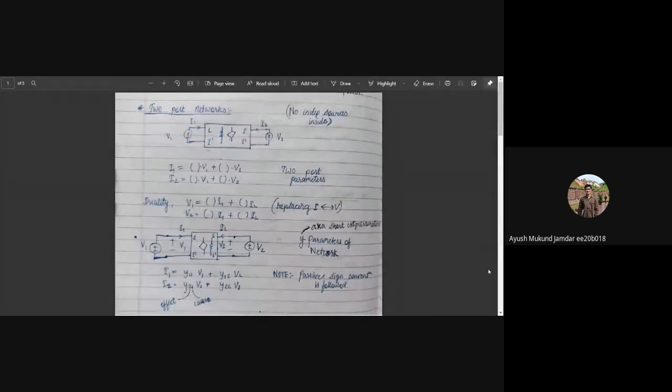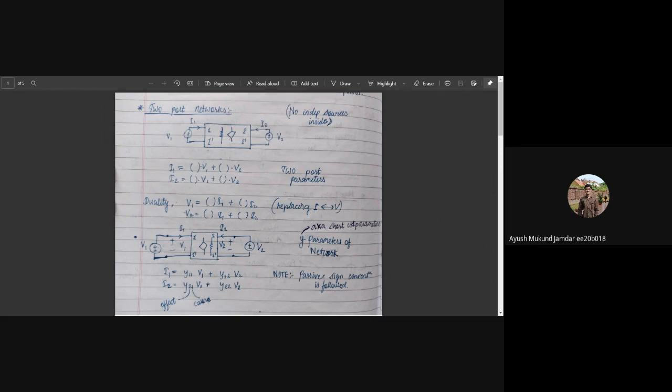In the last two videos, we quickly revised the circuit theorems we deal with in this course: Norton theorem, Thevenin theorem, maximum power theorem, and so on. In this video, we'll quickly go through what two-port networks are and what two-port parameters are. So without any delay, let's start.